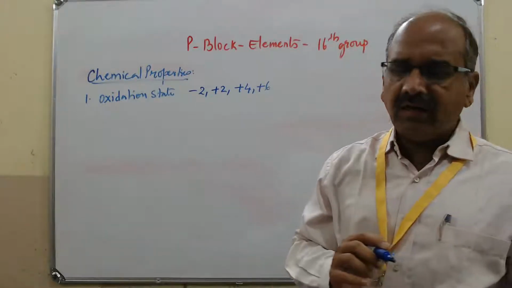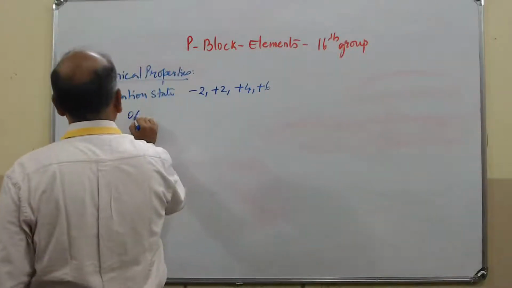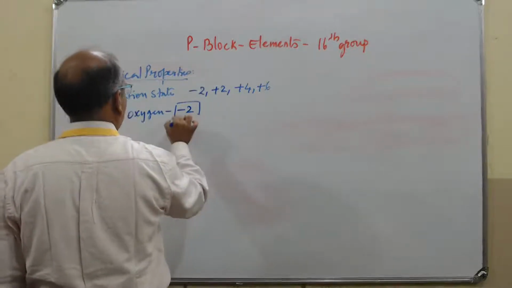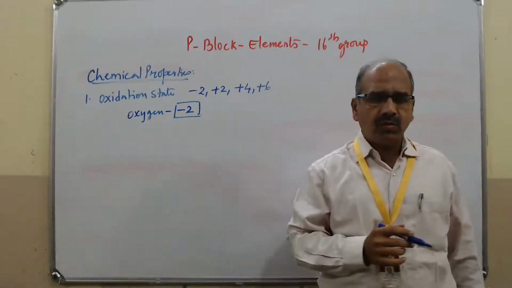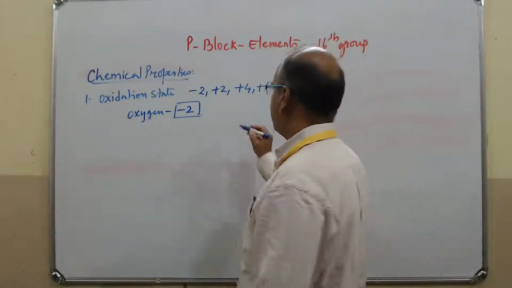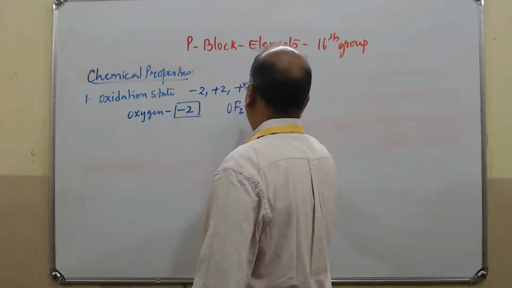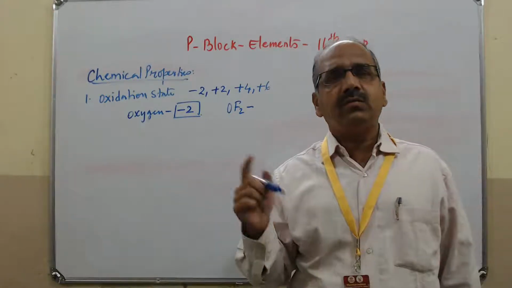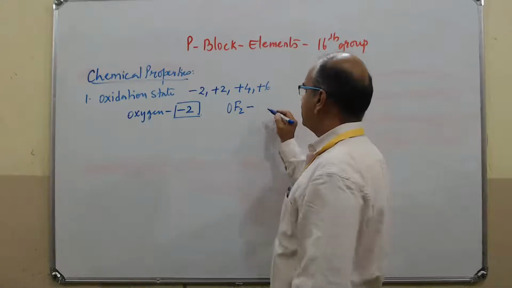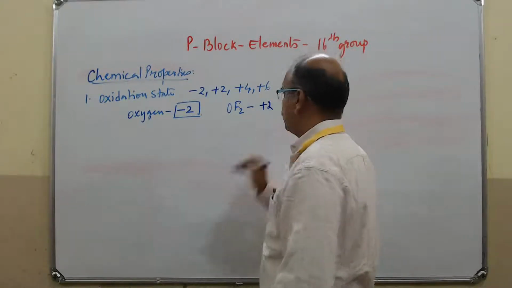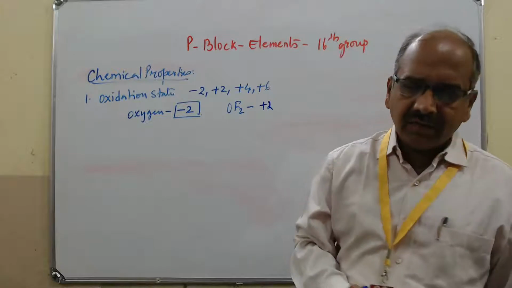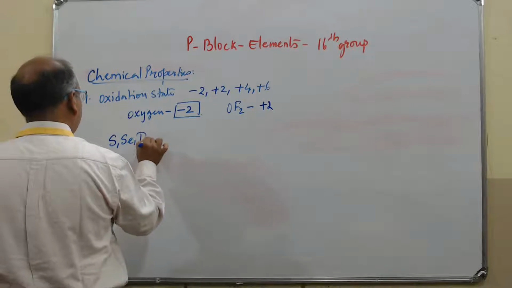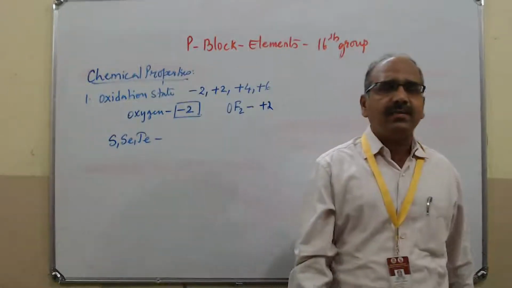If you take oxygen, normally its oxidation state is -2. But only in the case of OF2, oxygen difluoride, fluorine is more electronegative than oxygen, so in this case oxygen is +2. Oxygen donates 2 electrons there. Then, coming to the other elements: sulfur, selenium and tellurium.